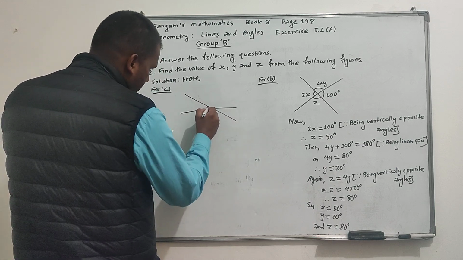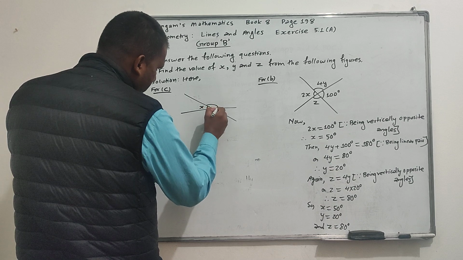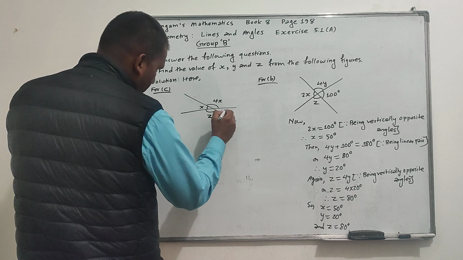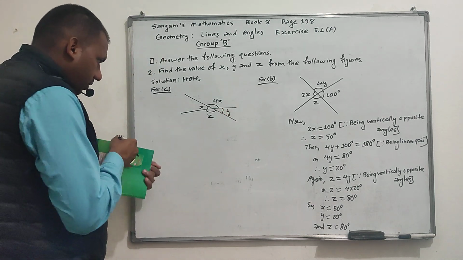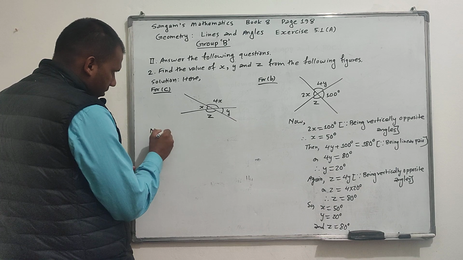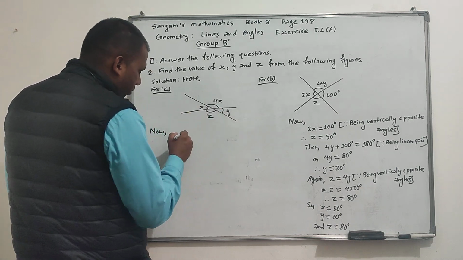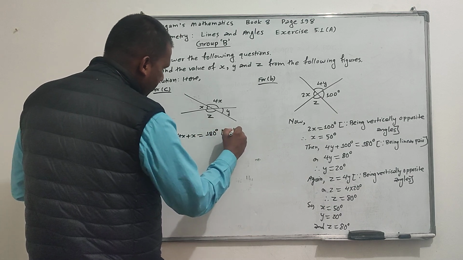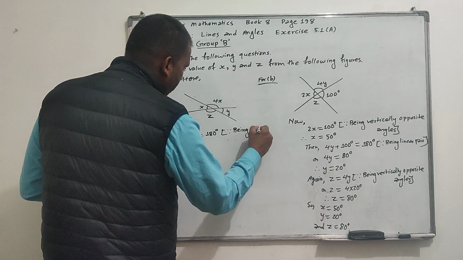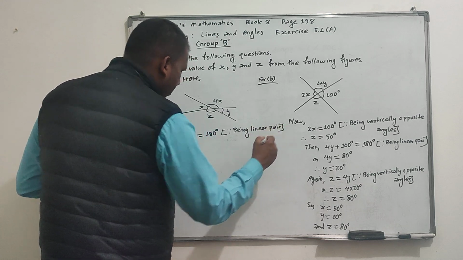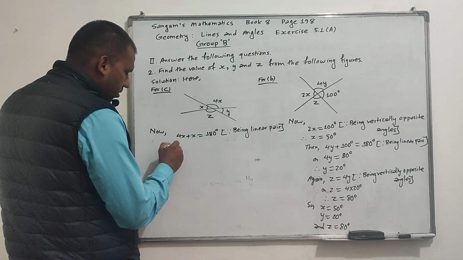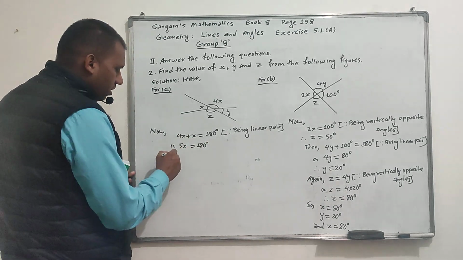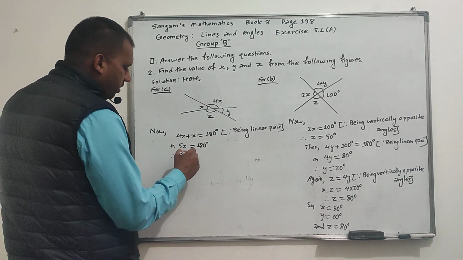This angle is x, that is 4x, that is z, and that angle is y. Now 4x and x make a straight angle, so we can write 4x plus x equal to 180 degrees, because being a linear pair, or 5x equal to 180 degrees. 4x plus x is 5x, therefore x equal to 180 divided by 5, it is 36 degrees.